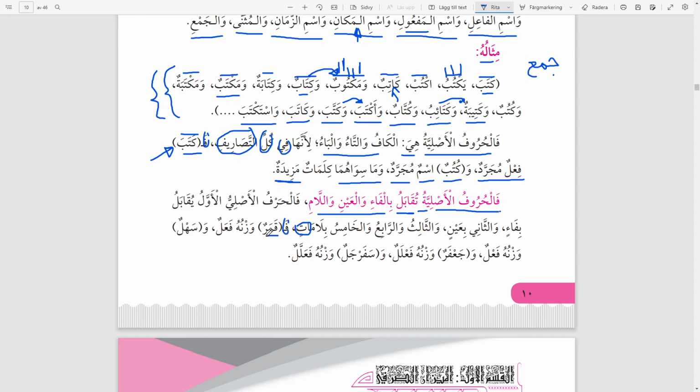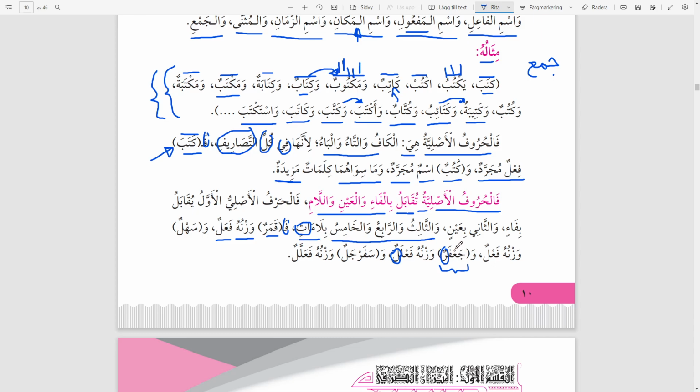So قمر has its pattern, its wazn, فعل. And سهل وزنه فعل. وجعفر وزنه فعلل. You see here? Fourth letter. This is a four-letter word. It's a mujarrad, so we know that all of these letters are original or fundamental. So he said here, الثالث والرابع والخامس تقابل بلامات.